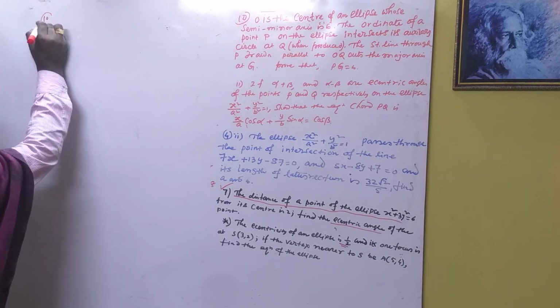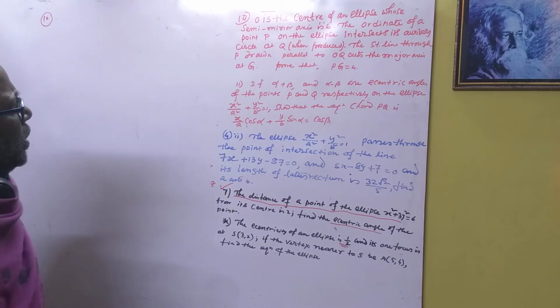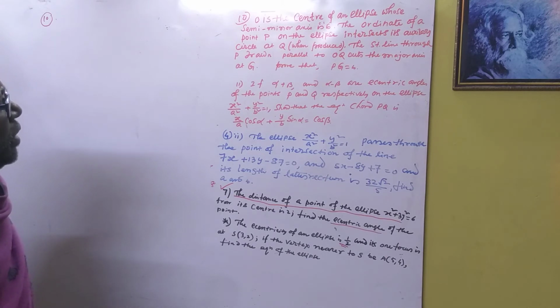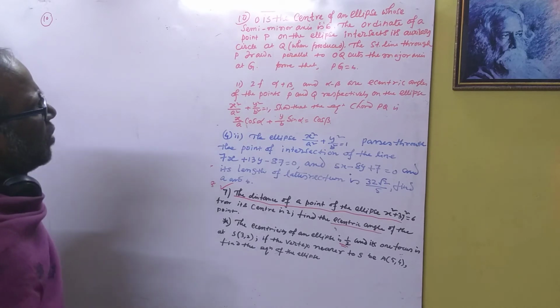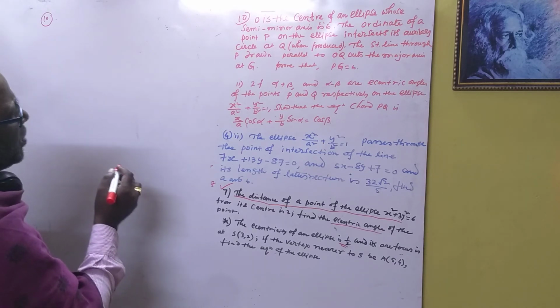This is also an important question for 12th students, 11th students, and also for other competitive exams. And this basic thinking needs to be understood by all of you. So carefully, O is the center of the ellipse whose semi-minor axis is B, and the ordinate of the point P on the ellipse intersects the auxiliary circle at Q. When it is produced, the straight line through P drawn parallel to OQ cuts the major axis at G. Then find PG, then prove that PG is B.